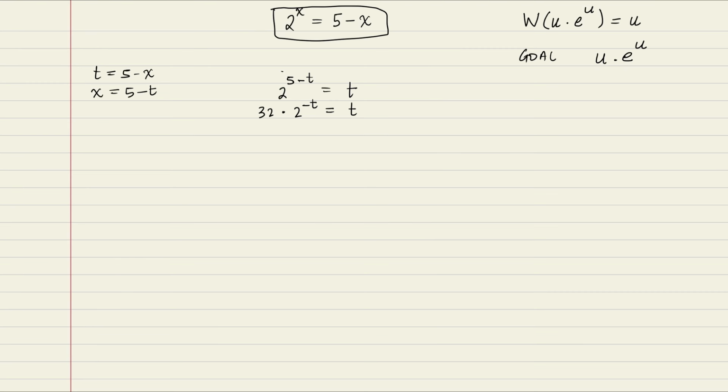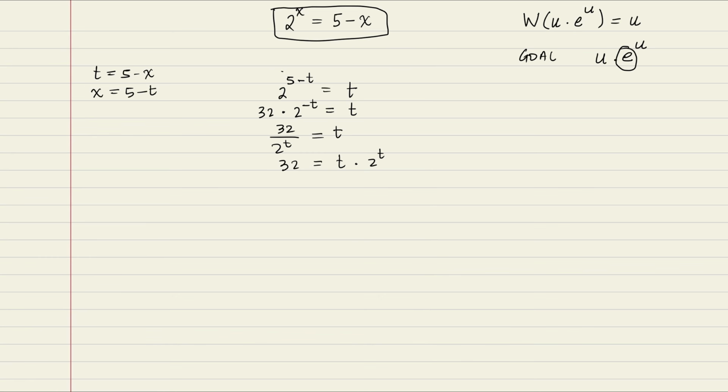Next, I'm going to take the 2 to the power minus t across, because basically it is 32 divided by 2 to the power of t, and that's equal to t. So I'm just going to take it across. So I'm going to have 32 is equal to t times 2 to the power of t. Our goal has e in it. So what that means is we've got to get rid of this 2 and replace it with e.